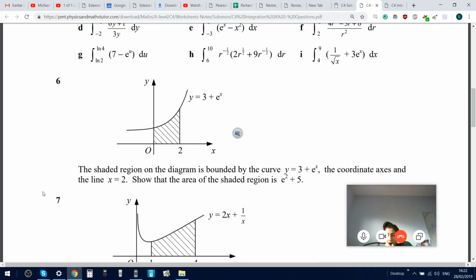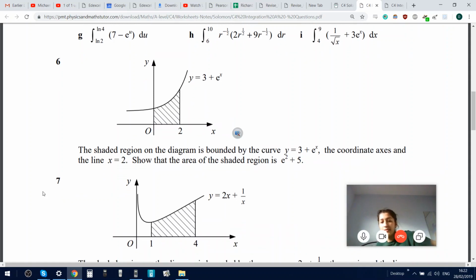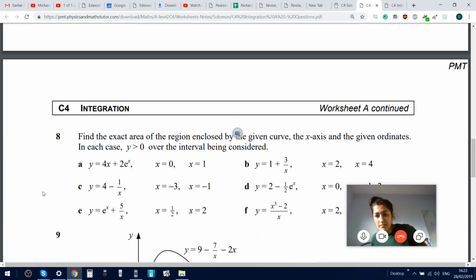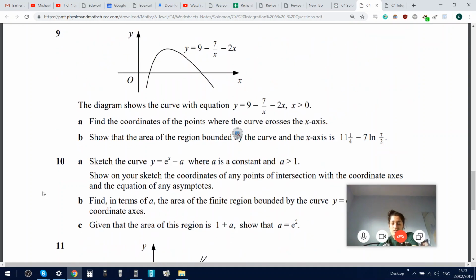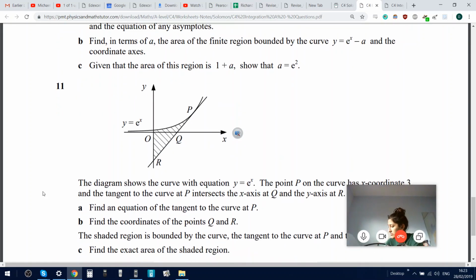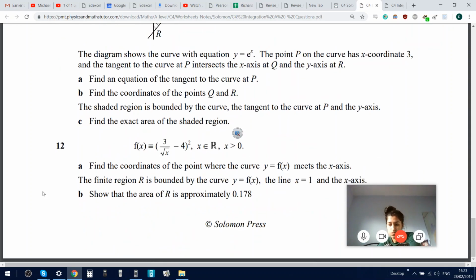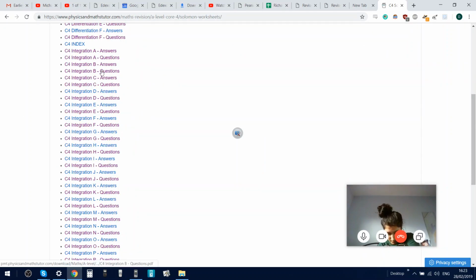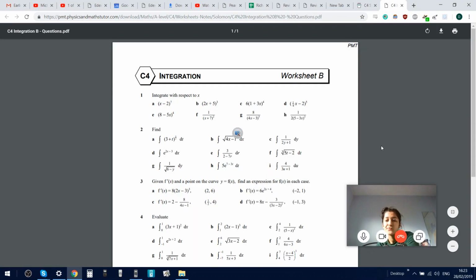How would you find the area in question 6? Use 0 and 2. Integrate and then, yeah, 2 and 0. The bigger number is always on top. That's fine, I think. I'm going to leave that. Okay, good. Let me just check. Okay, that's A. B.